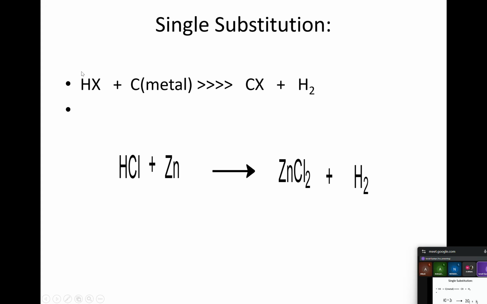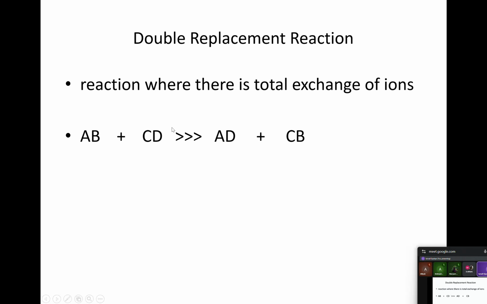So here we have hydrogen. Zinc will be able to displace hydrogen there because yes, it is more electropositive. So you have your ZnCl2, which is the salt, and then evolution of the gas hydrogen. So you have this reaction.